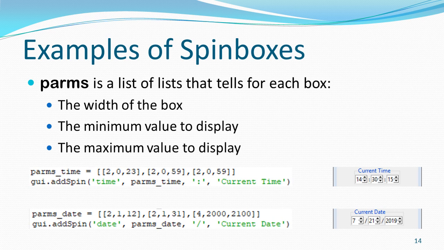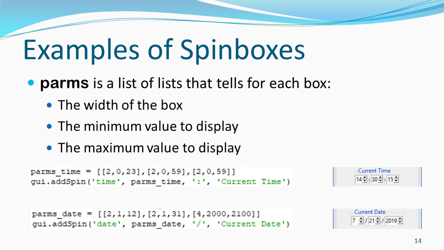So let's look at some examples of some spin boxes. The parameters is how Tkinter knows how to construct your spin box. It is a list of lists. The first element in the list is the width of the box, how many characters wide. And then you have a minimum value to display and a maximum value to display. So let's look at an example here.